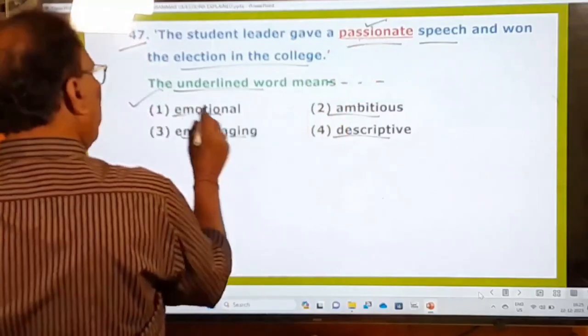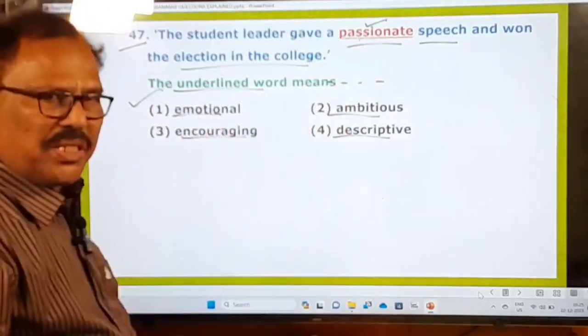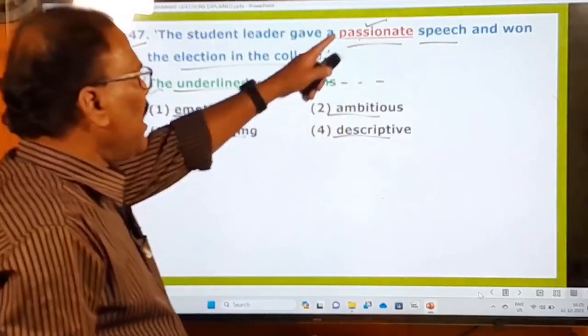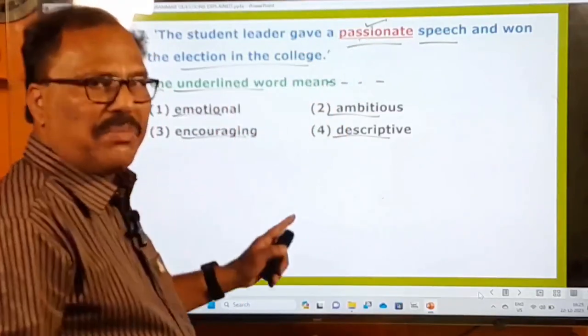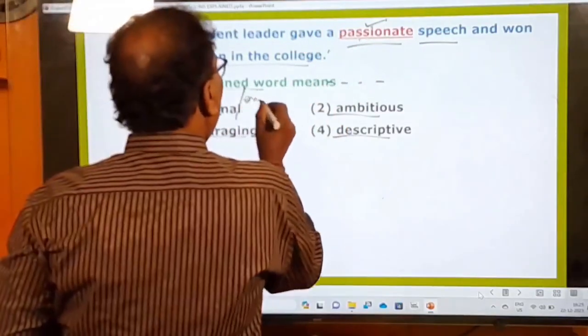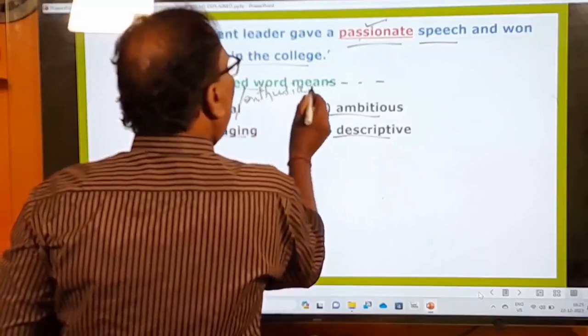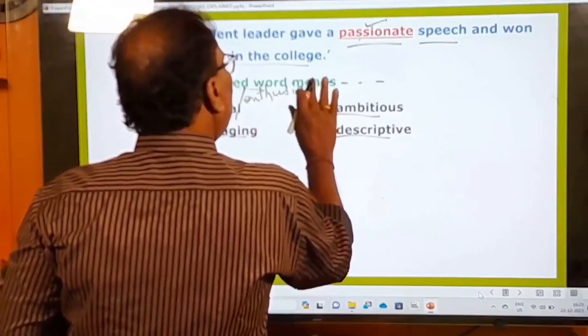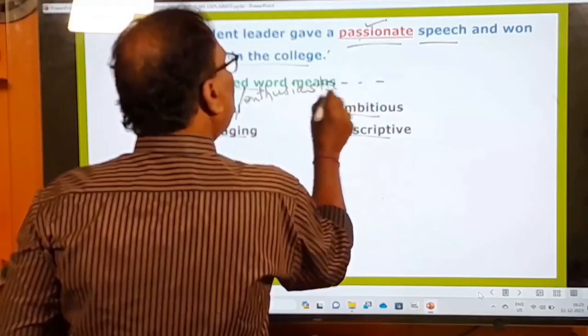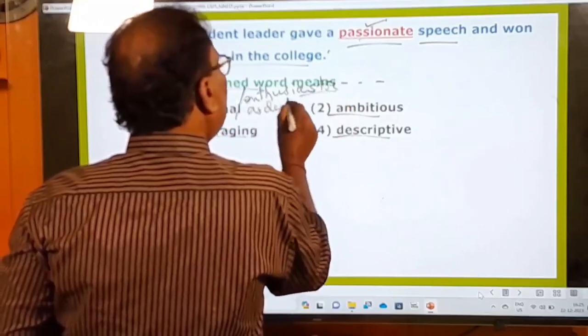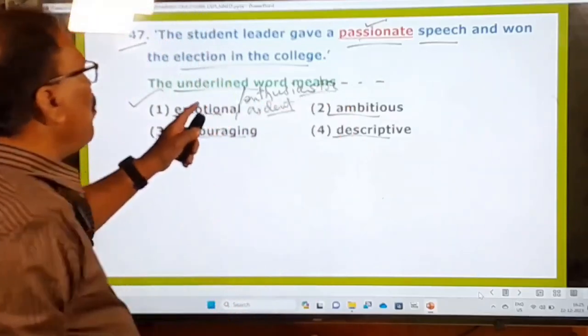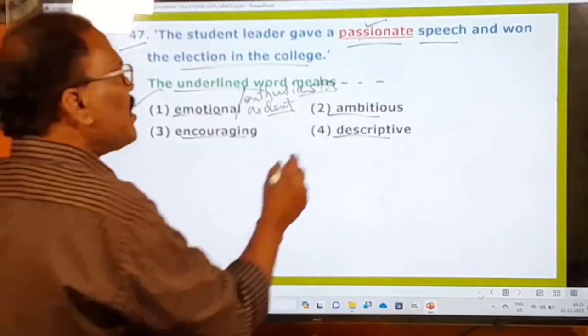Emotional is the right word. Passionate means emotional, enthusiastic, ardent. Passionate means enthusiastic. That's very important. Enthusiastic, ardent also you can say, and any one of them you can say. Emotional is the right one, and ambitious is not the right one.